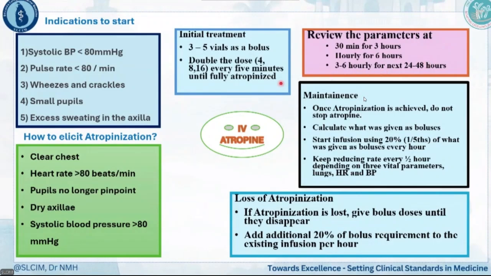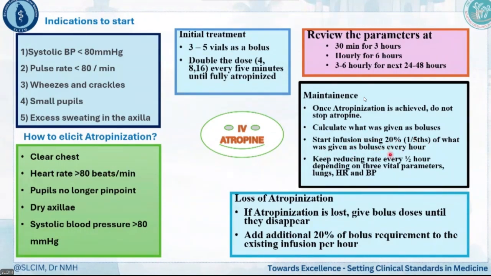Now, please remember, once you have given the boluses, you can't stop atropine. You have to start an infusion. So how are you going to start the infusion? You calculate the amount of atropine given during that period, and then from that you take 1/5. All right. So if you have given 100 milligram atropine, you take 20 milligram and put it as an infusion. Okay. So this is what I have actually emphasized here. Start infusion using 20% of what was given as boluses every hour.